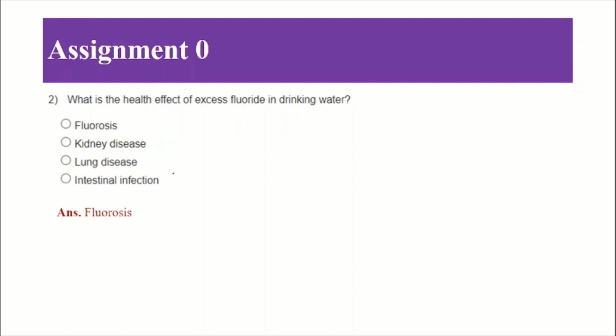This is the phenomenon of excess fluoride in your body system. And why is this fluoride added to the drinking water? Fluoride is basically added to drinking water so that it maintains dental health. But excess fluoride can be anything above 1.5 ppm. So we need a very small amount of fluoride in our drinking water. If a lot of fluoride is there in your drinking water, it can cause a lot of problems in your body. This is called fluorosis.